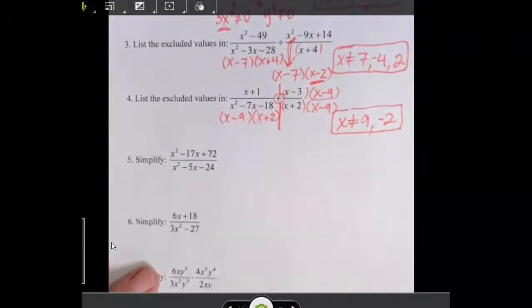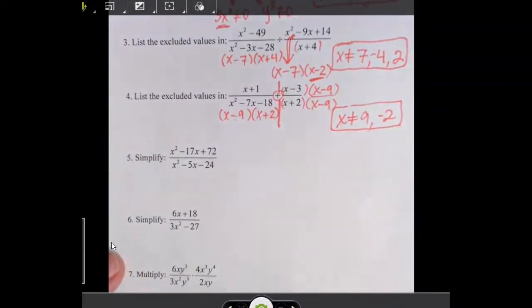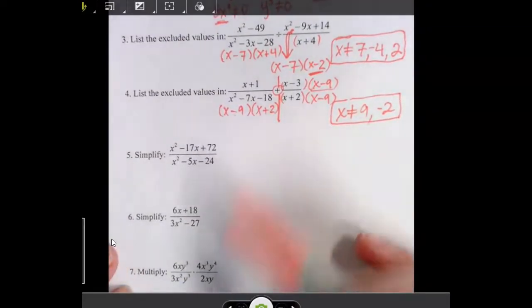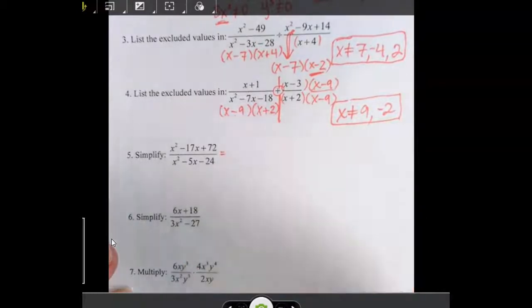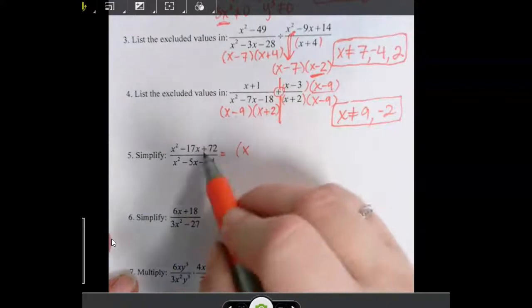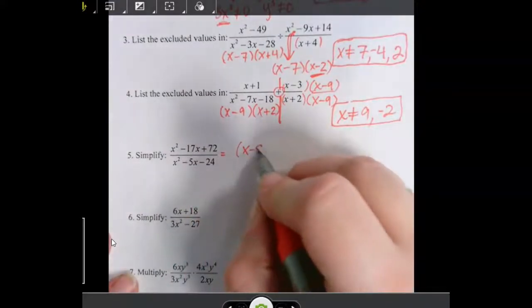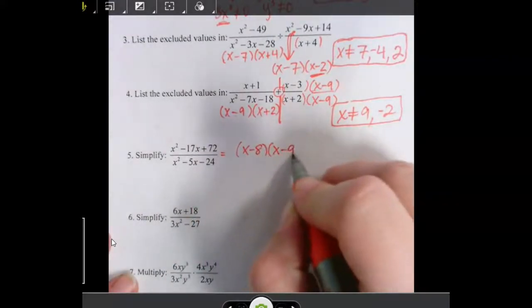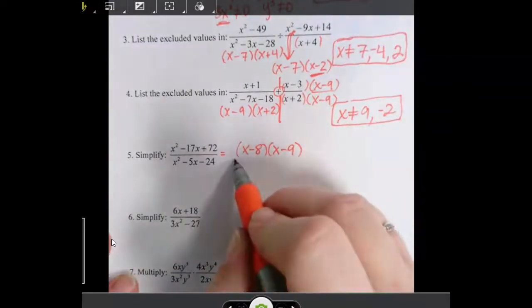Okay, now getting into simplifying. So similarly, we're going to factor everything as much as we can, but then we can cancel out any common factors between the numerator and denominator. All right, so to factor this one, factors of 72 that add to negative 17 would be negative 8, negative 9.